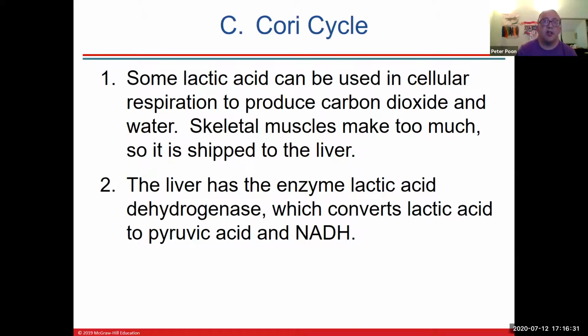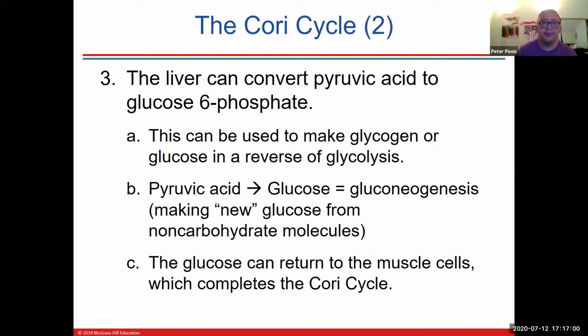All right. The Cori cycle. Some lactic acid can be used in cellular respiration to produce carbon dioxide and water. Okay, again, we convert it back to pyruvate, and then we move it down the step again. Skeletal muscles make too much, so it's shipped to the liver. The liver converts it back to pyruvic acid, NADH, etc. Okay. So the liver can convert the pyruvic acid back to glucose 6-phosphate. Okay. This can then be used to make glycogen or glucose.